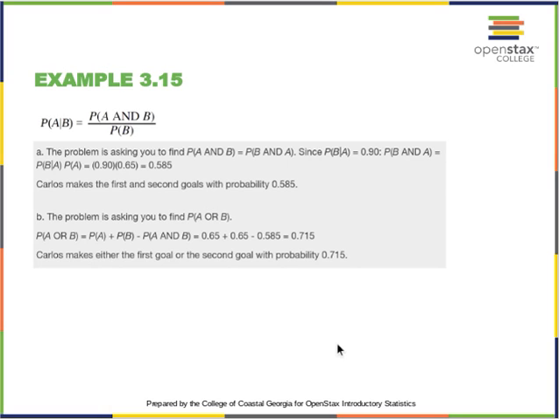Now it's asking us to find A or B. What's the probability we make either one? Notice that this probability is higher. Carlos makes either the first goal or the second goal with probability 0.715. So once again, we're going to add and then subtract the double counting, which is the probability of A and B. This is straightforward. We know the probability of A, we know the probability of B, and we know the probability that he makes both, which we already found above. We're just going to add, subtract, a straightforward application of that formula.